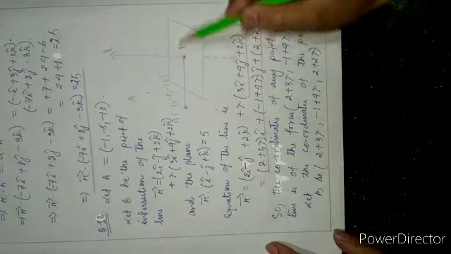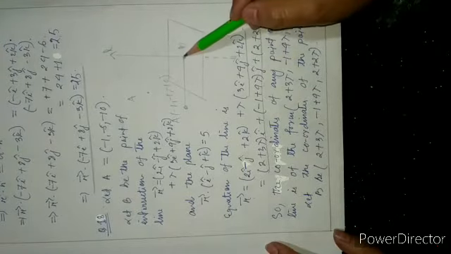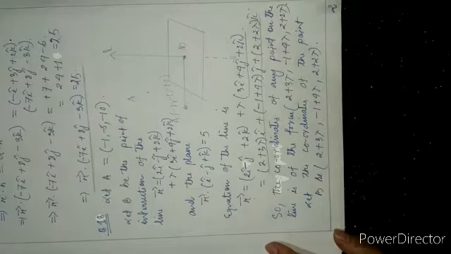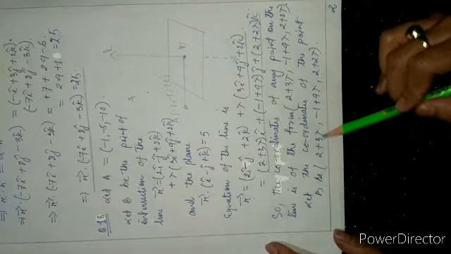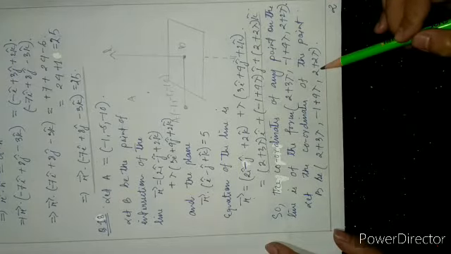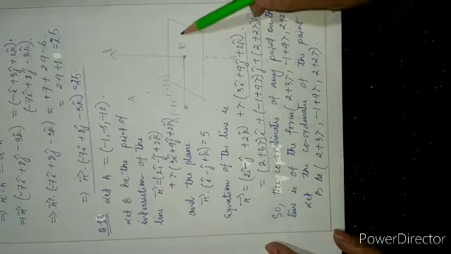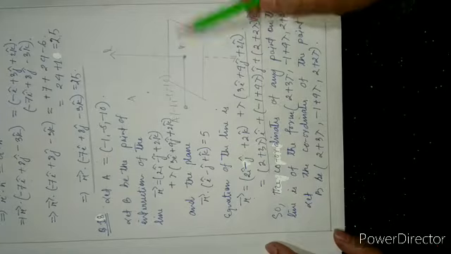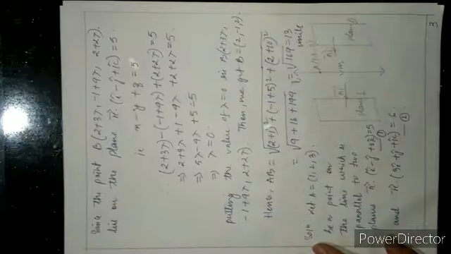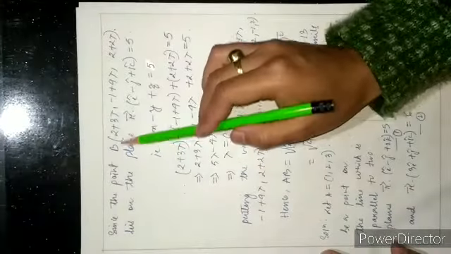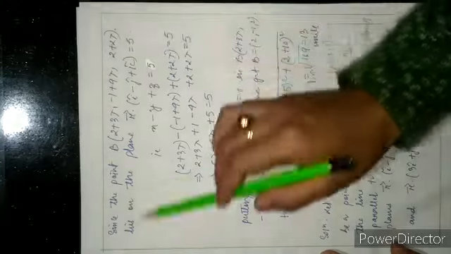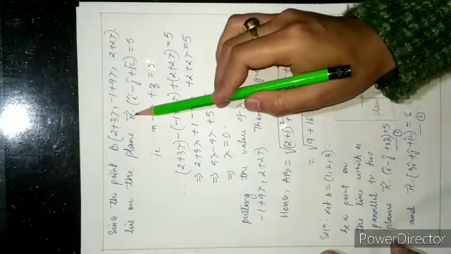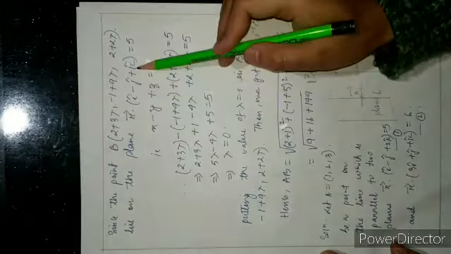Then let the coordinates of the point B be 2 plus 3 lambda, minus 1 plus 4 lambda and 2 plus 2 lambda, since B lies on the line. Since this point B also lies on the plane, B is the point of intersection of the line and the plane. The equation of the plane is R vector dot I cap minus J cap plus K cap is equal to 5.